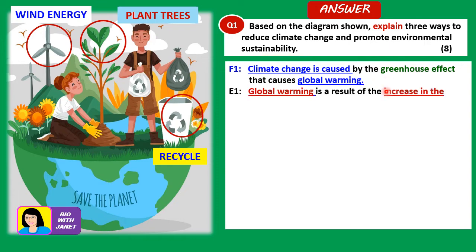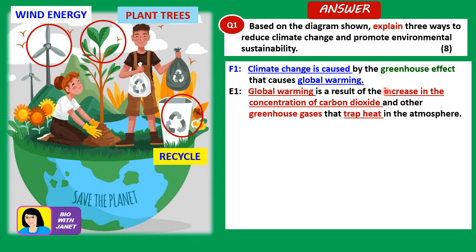Then explain the greenhouse effect. So the global warming is a result of the increase in the concentration of carbon dioxide and other greenhouse gases that trap heat in the atmosphere. All right. So we have to explain that one of the main causes of global warming and climate change is the high concentration of carbon dioxide in the air, right? So our aim here, to reduce climate change, is to reduce the concentration of carbon dioxide in the air. All right. So 3 ways to reduce climate change are as follows. Now, all this is in one paragraph on the cause of climate change.